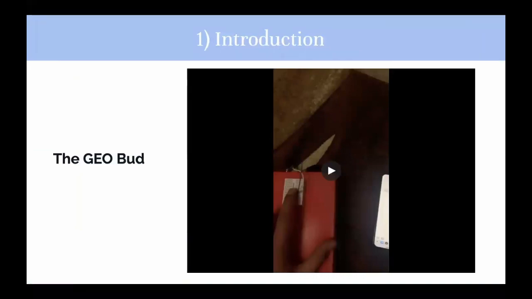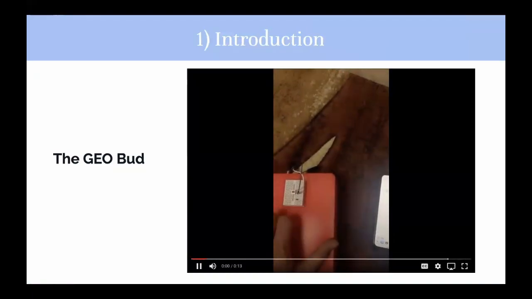Now, what is the GeoBud? The GeoBud is an Arduino-based GPS tracker that is able to detect the user's location coordinates in latitude and longitude and send them via text message to any mobile device. To receive the coordinates, the user just has to push the button on the GPS tracker and they'll receive the location as shown in this video.